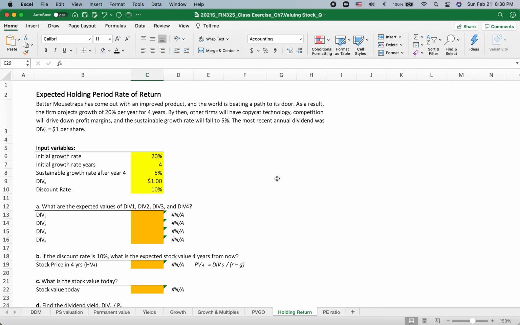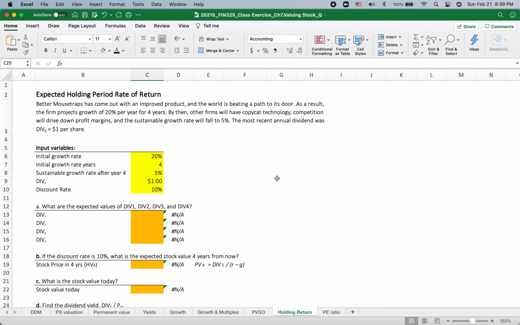Better Mousetraps has come out with an improved product, and the world is beating a path to its door. As a result, the firm projects growth of 20% per year for 40 years. So, for 40 years, 20% is the constant growth rate. By then, other firms will have copycat technology. The competition will drive down profit margins, and the sustainable growth rate will fall to 5%. Now, we can expect that after 4 years, the company will grow 5% forever.